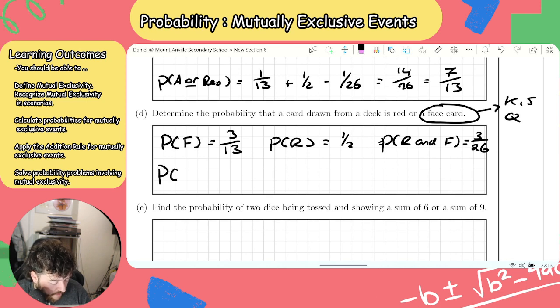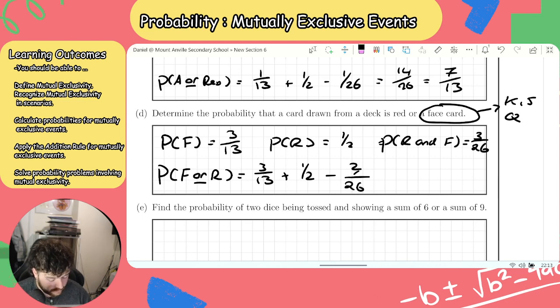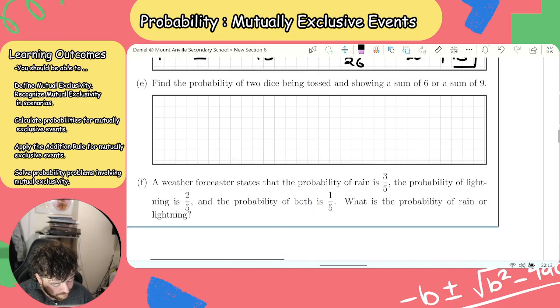So the probability of a face card or red is going to be 3 over 13 plus 1 half minus 3 over 26. It's going to be 16 over 26, which breaks down to 8 over 13. So the probability of getting a face card or a red card is 8 over 13.